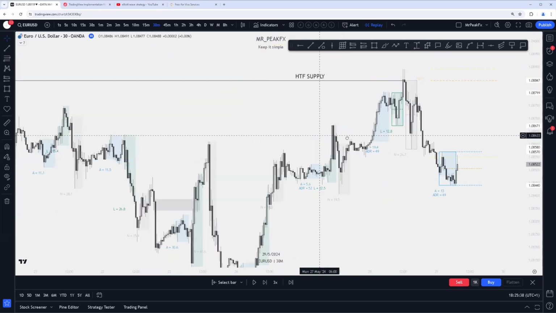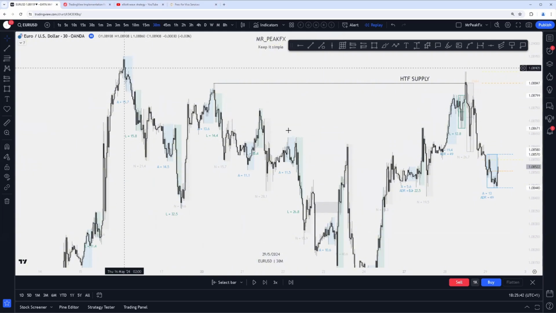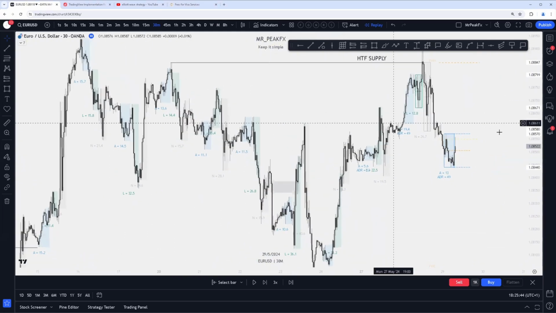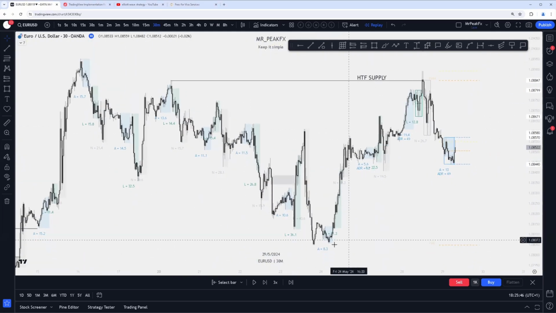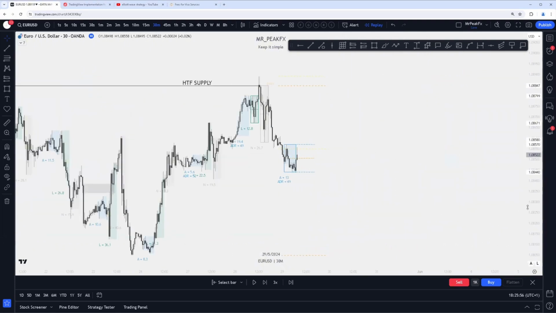Price grabbed liquidity and mitigated this supply here. And with my previous higher time frame analysis, I was targeting this low here, because this move was to come and grab liquidity, and price should actually come and create a new low. So that's already been established.